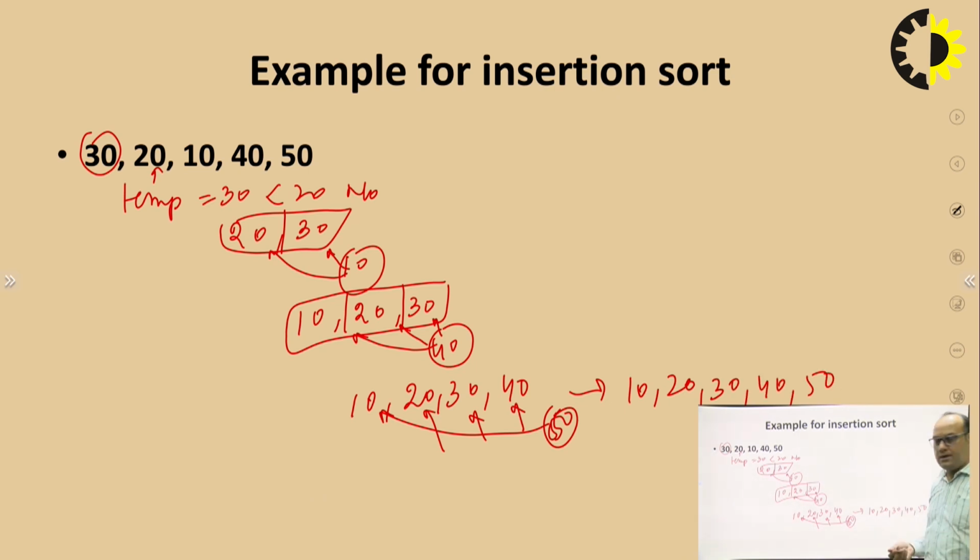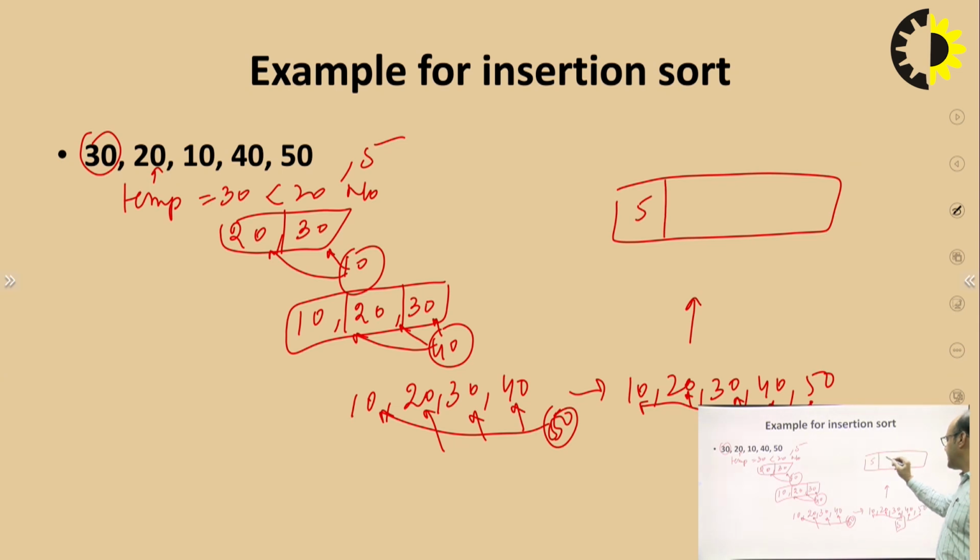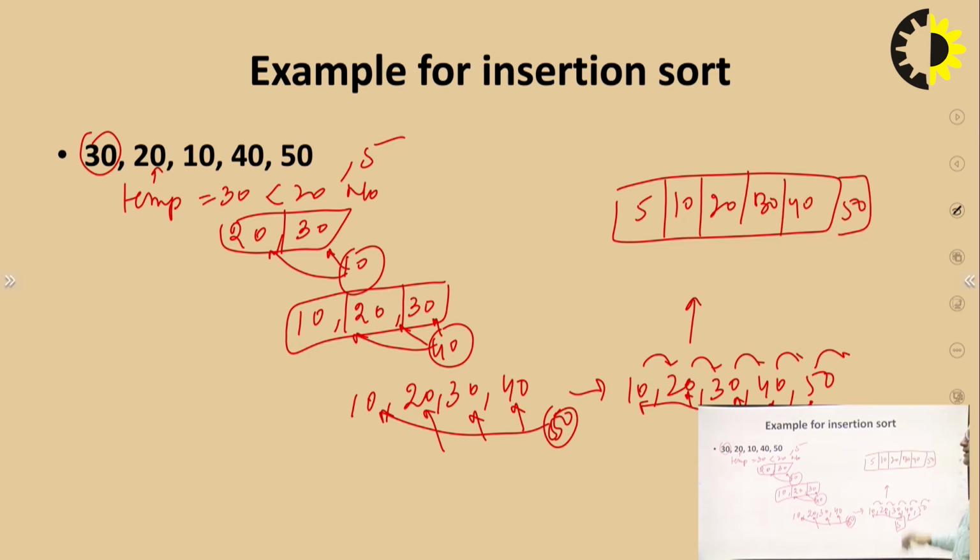Okay, now let us assume I have to insert 5. Say one more element is there, 5. So what happened? This 5 will be compared with all these elements and this 5 is less than 10. So in that array, all those elements, 10, 20, 30, 40, 50, will shift towards the right and 5 will be inserted here. In this fashion, the insertion algorithm will take place.